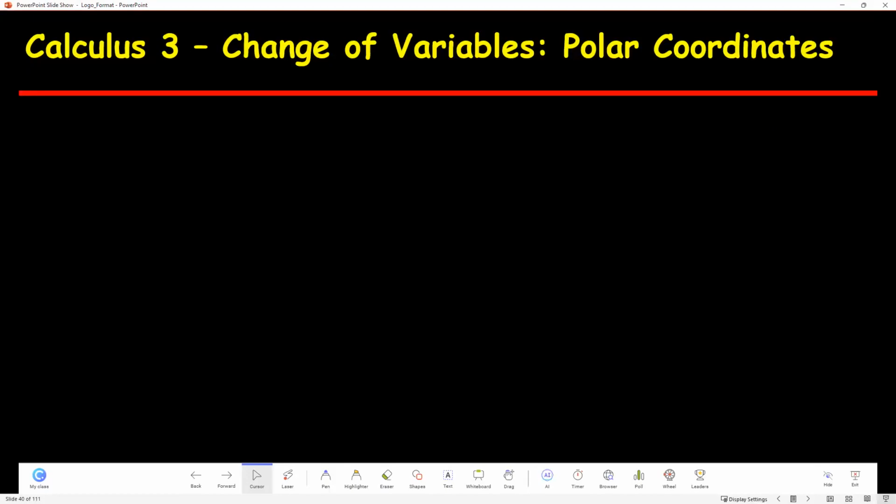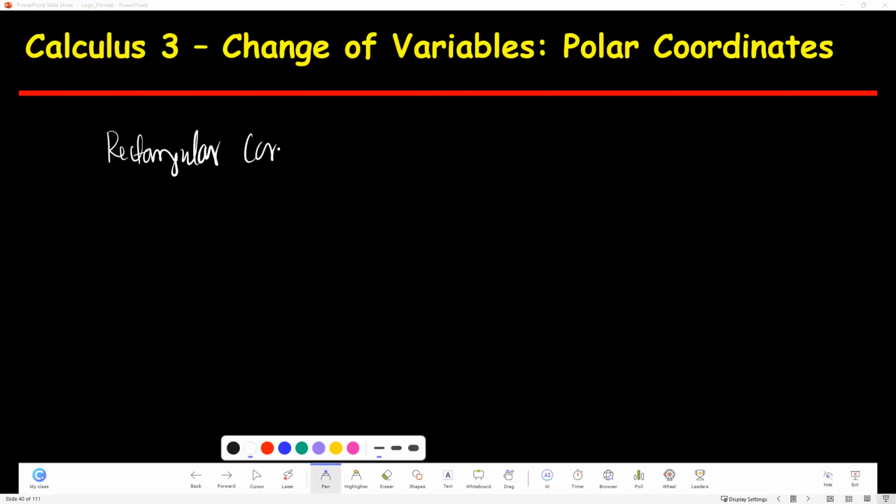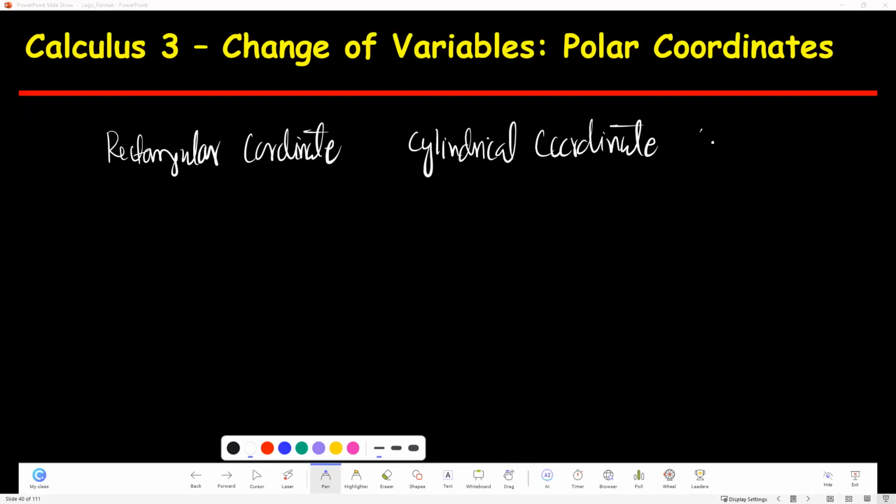Let's take a look at another problem. So let's start. Remember earlier in this course in calculus we talked about different kinds of coordinate systems. One is rectangular coordinates, then we have cylindrical coordinates, and then we have spherical coordinates.